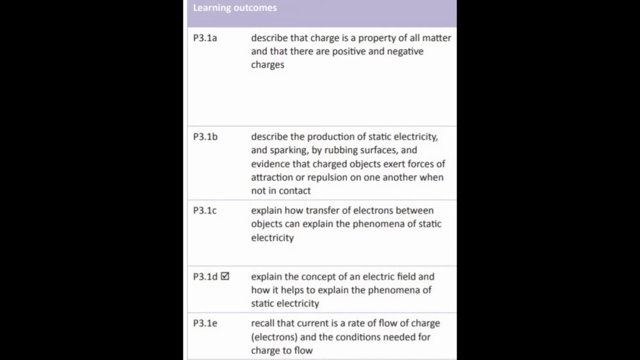P3.1c, explain how transfer of electrons between objects can explain the phenomena of static electricity. P3.1d, explain the concept of an electric field and how it helps to explain the phenomena of static electricity. P3.1e, recall that current is a flow of charge, electrons, and the conditions needed for charge to flow.